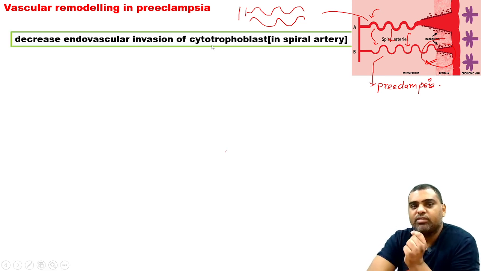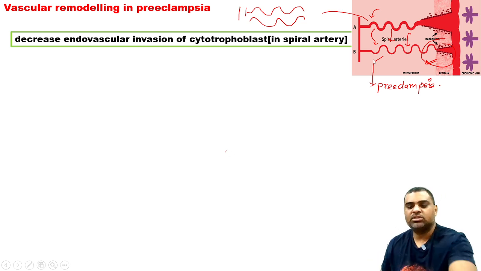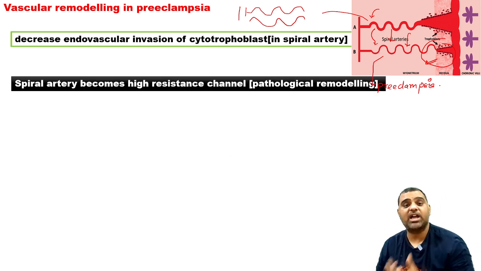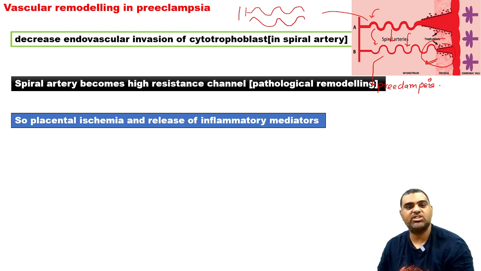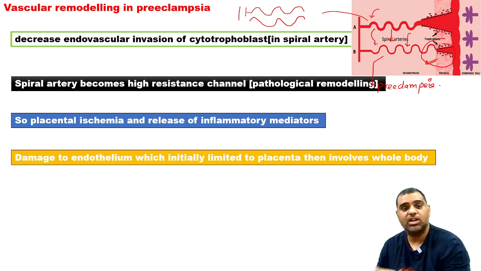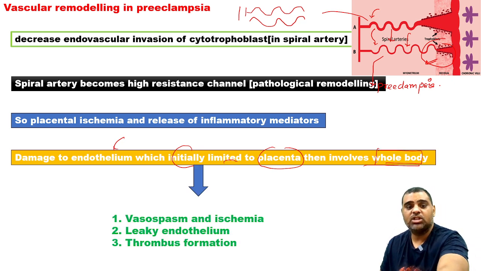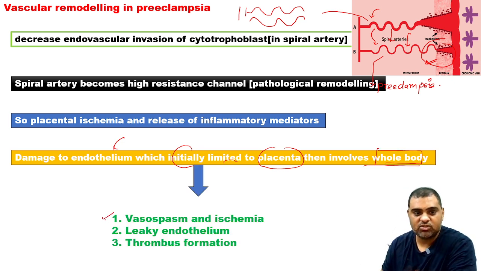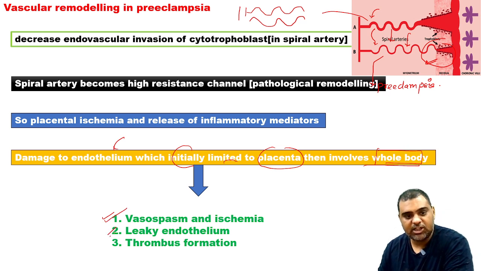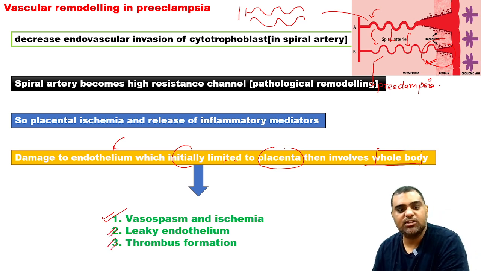So there is decreased endovascular invasion of the cytotrophoblast in the spiral artery. Then the spiral artery becomes a high resistance channel, that is pathological remodeling. I've told you. So placental ischemia and release of inflammatory mediators cause damage to the endothelium, which is initially limited to the placenta, and then it involves the whole body. And then I've told you there will be these three things: first is vasospasm and ischemia, then leaky endothelium, and third is thrombus formation.